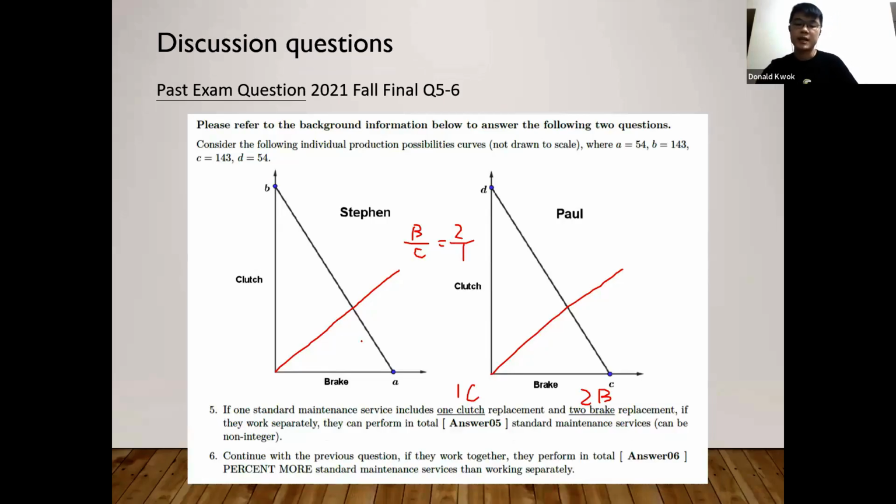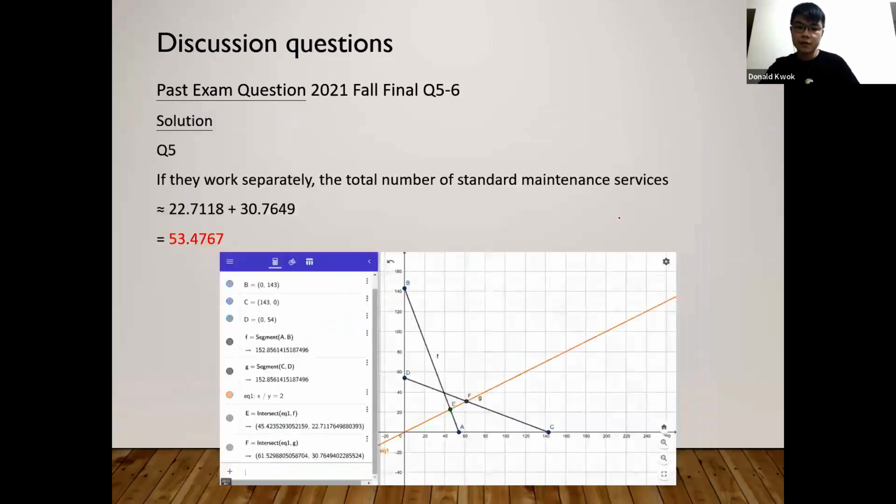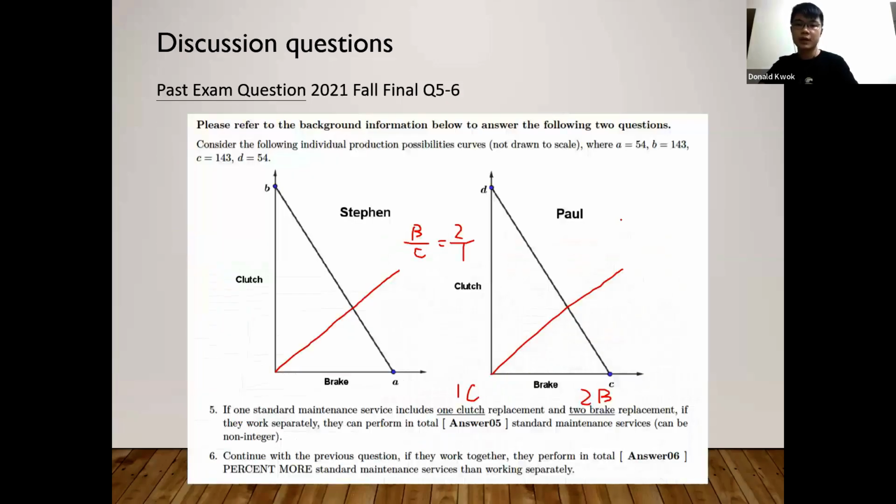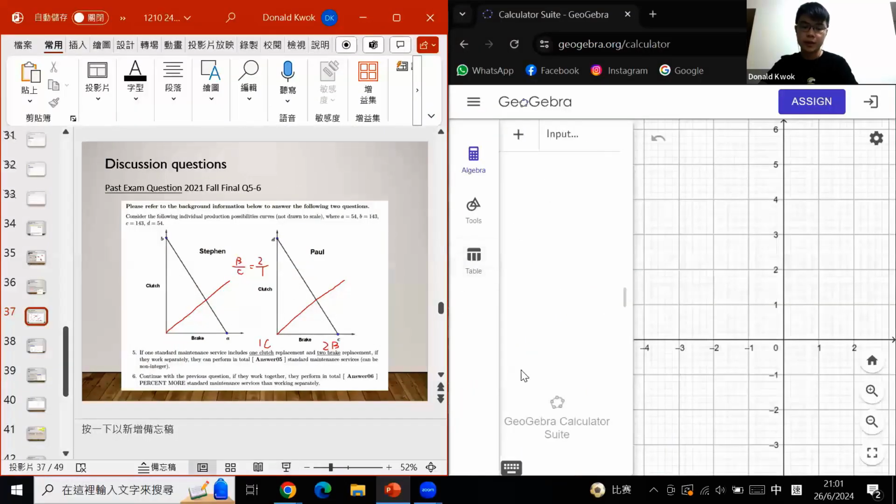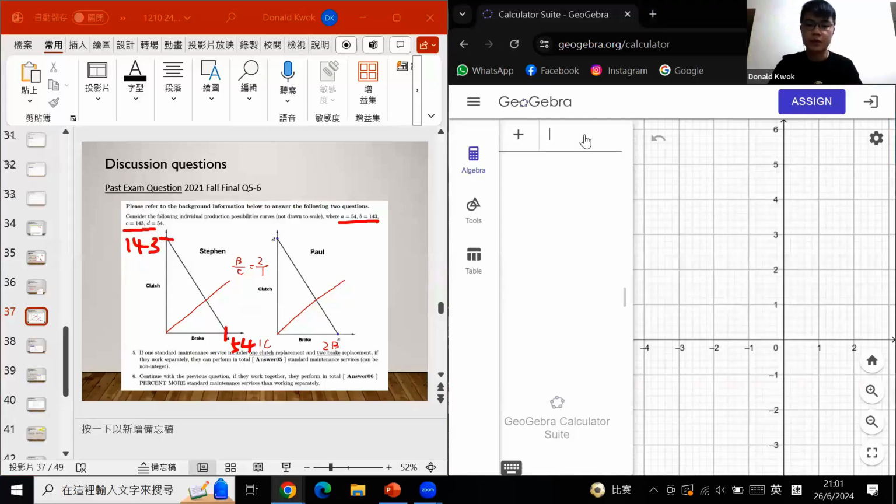Okay, so this is the idea. And let me shift the screen to GeoGebra to solve this problem with you together. Right, so here, in GeoGebra, we actually have the information of the individual PBC. We have the x-intercept and the y-intercept. So let's say for Stephen, the x-intercept is 54, while the y-intercept is 143. Let's start with Stephen first. We just type the x and y coordinates here.